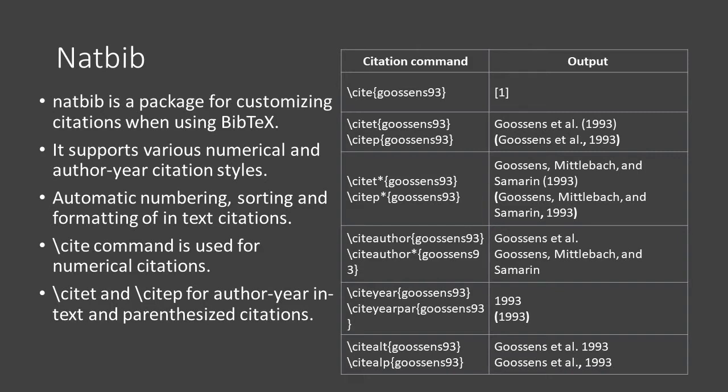The NatBib package supports all numerical and author year citation styles. It automatically sorts numerical citations and compresses ranged citations. For author year citations, NatBib provides additional commands which are listed in the table.